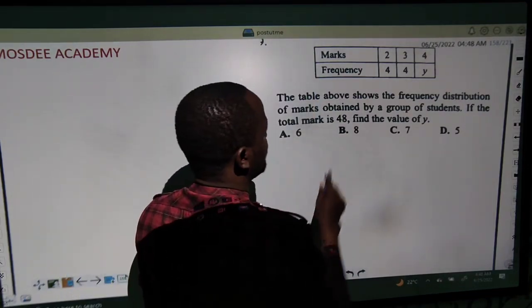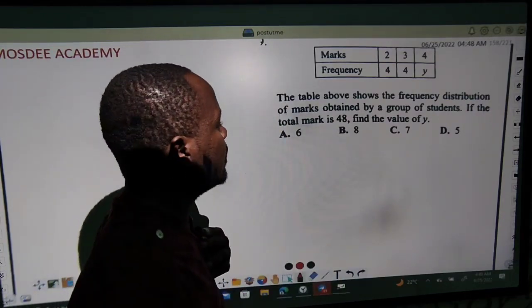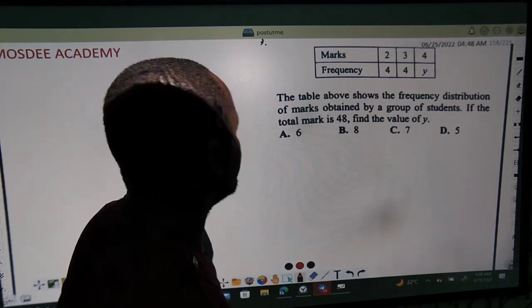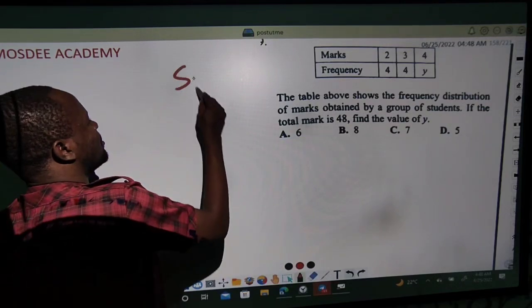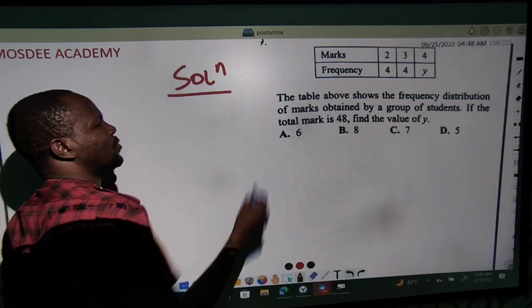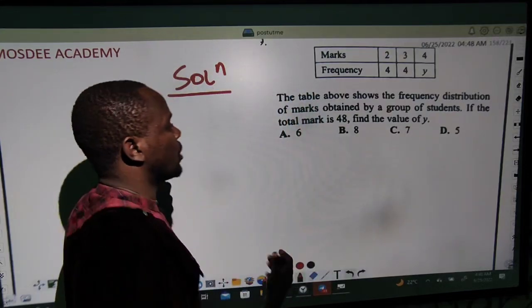Now, about this, we have the table above that shows the frequency distribution of marks obtained by a group of students. If the total marks is 48, find the value of y. So directly again, we've solved many questions. So now you guys are like bosses. When I say bosses, you know what I mean by that. You can solve this question.